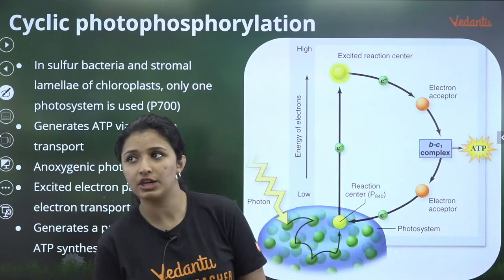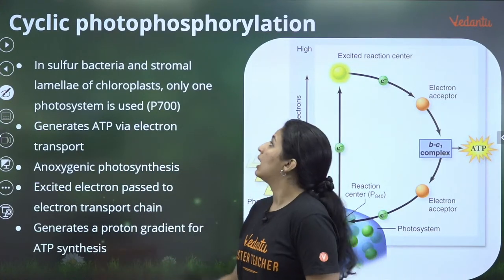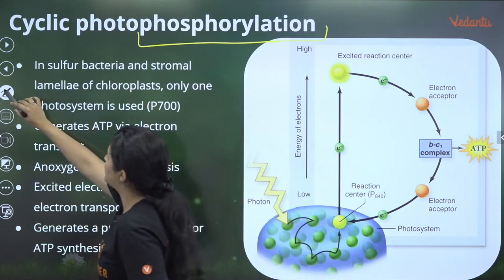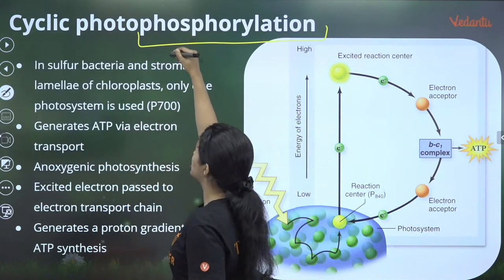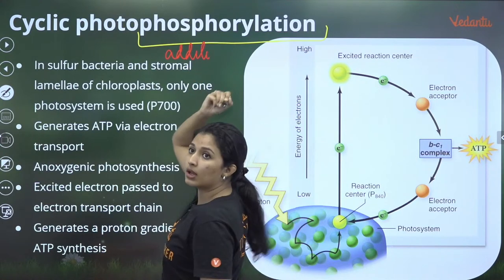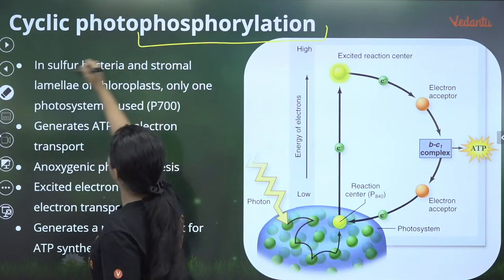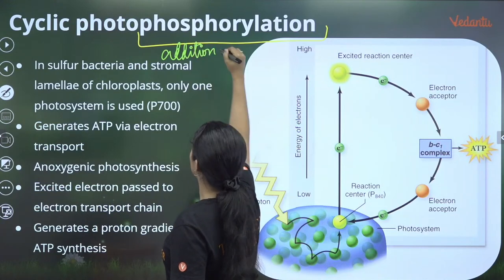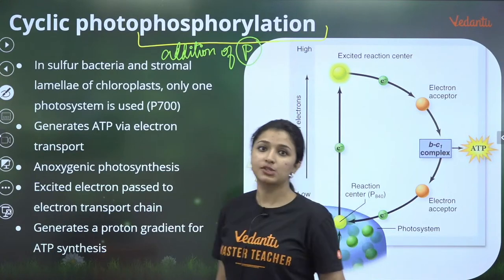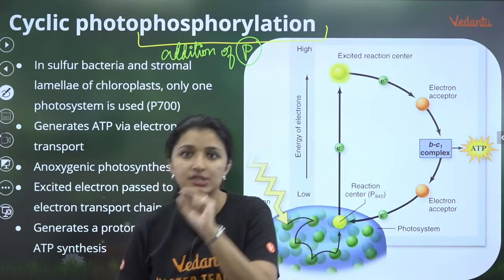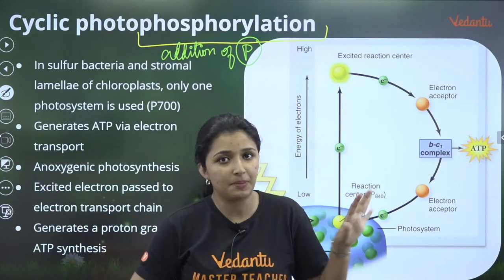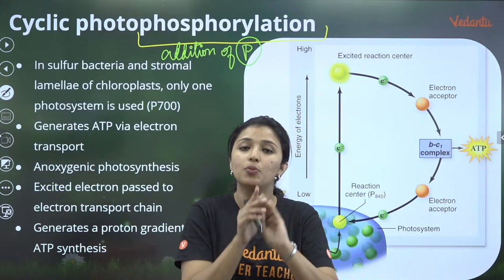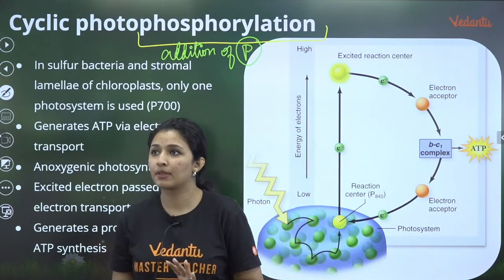Now, let's talk about cyclic photophosphorylation. Okay, now this process is called photophosphorylation. Why? Let's break it down first. Phosphorylation is basically addition of phosphate. Okay, what is phosphorylation? Phosphorylation is addition of a phosphate group. Yes, we are adding phosphate. You remember the reaction ADP plus phosphate. Okay, when you merge them, you form ATP. Adenosine diphosphate. In addition to adenosine diphosphate, if you add one more inorganic phosphate, you make it adenosine triphosphate or ATP. Okay?